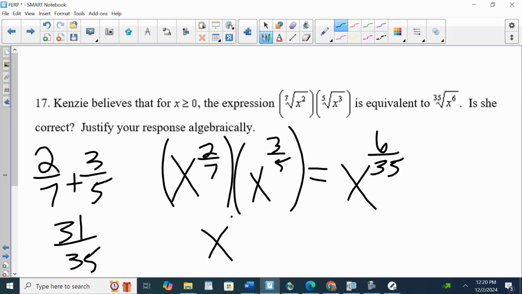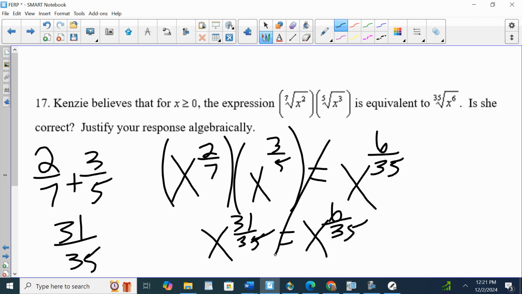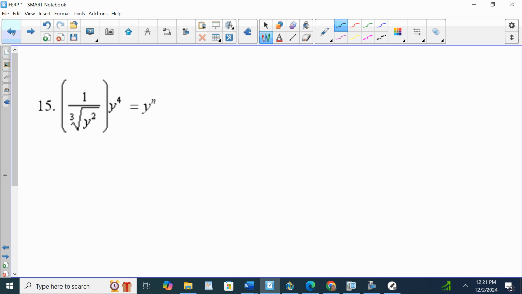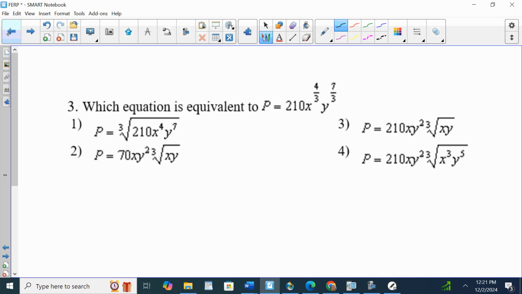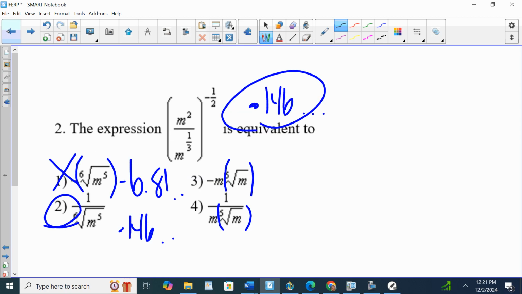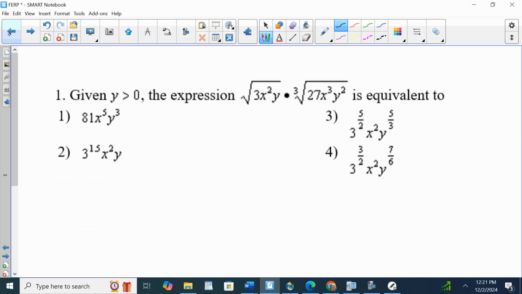So I have x to the 31 over 35 is equivalent to x to the 6 over 35. Nope, those are not equivalent. Is she correct? Make sure you answer the question. No. So it's all the same thing. It's just phrased a little bit differently depending on how the problem is, except if it's multiple choice, just use your multiple choice strategy. Type in the original problem, type in each answer, see what matches up.